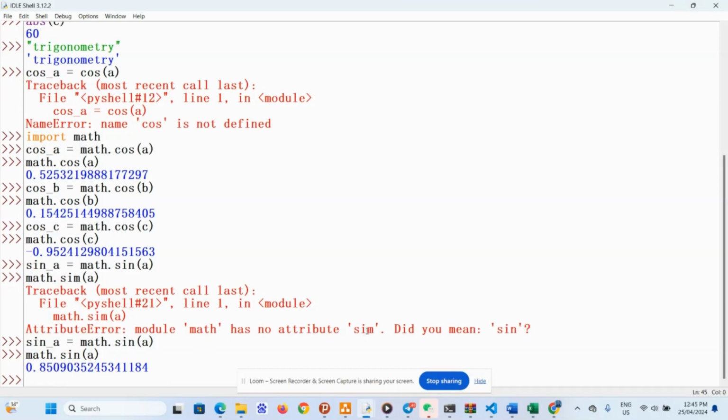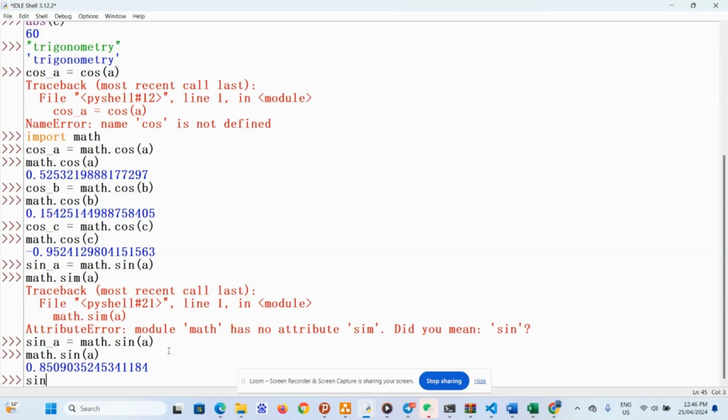Okay, we did not put the n in sine, we put the m instead. You see, they ask us, did you mean sine? So now at this point I place sine, and it gave me the right answer. So if you mistakenly press m instead of n, it will give you an error, and it's going to ask you if you mean this one. Yes. So we'll move forward.